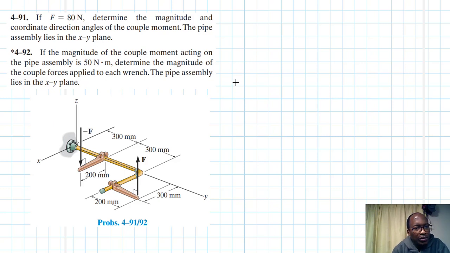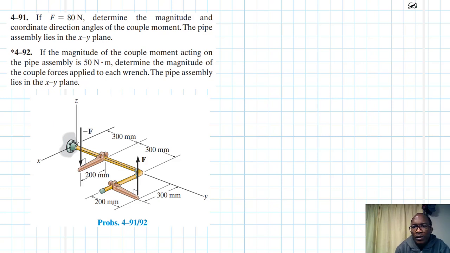The problem reads: if the force F is equal to 80 newtons, determine the magnitude and coordinate directional angles of the couple moment. The pipe assembly lies in the XY plane. In the second case, if the magnitude of the couple moment acting on the pipe assembly is 50 Newton meters, determine the magnitude of the couple forces applied to each wrench. The pipe assembly lies in the XY plane.